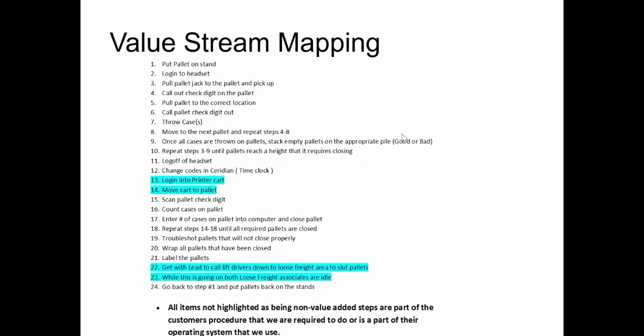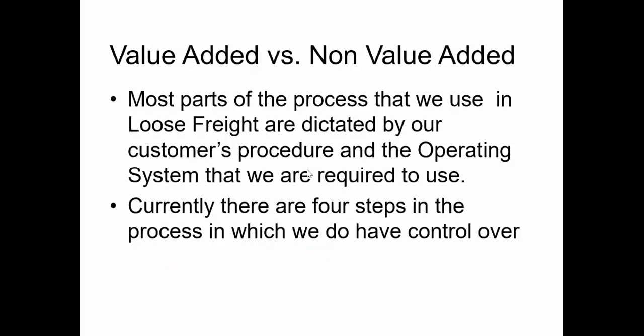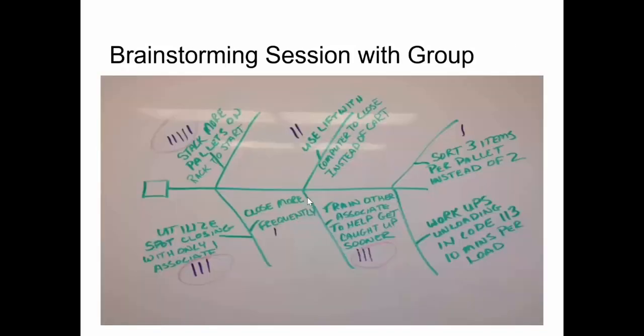All right, there's the value stream map. Typically, as we know in Lean, 95% of the steps add no value. He's saying these are non-value added, but the customer requires that they do it, so they're not going to be able to get rid of them. All right, most of the process is non-value added. 4 steps in the process that we have control over. So those he's going to try to fix.